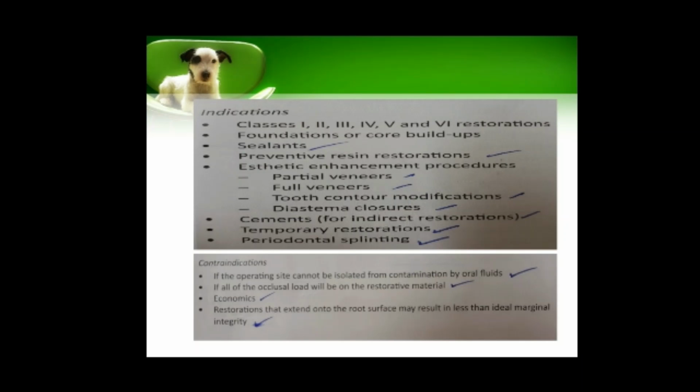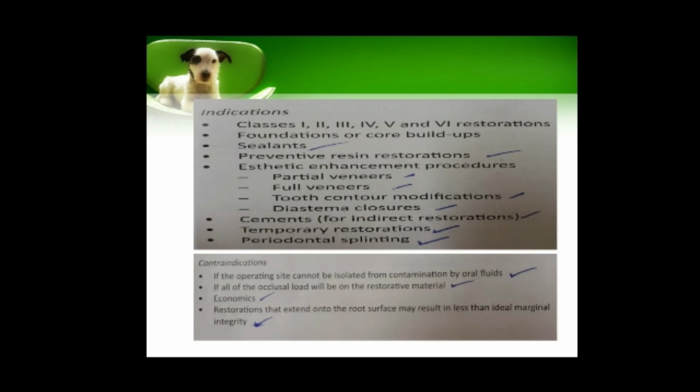So, indications for composites are class 1 to 5 types of cavity preparations, foundations, or it can be used in core buildup. It can be used as a sealant, in the preventive resin restoration technique, and also in aesthetic procedures like partial veneer, full veneer, contour modifications, and also in the closure of the diastema. It can be used as a temporary restoration and also in periodontal splinting.